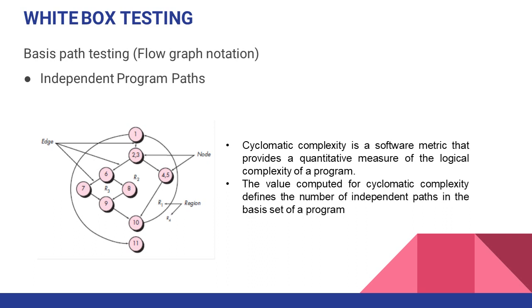When used in the context of the basis path testing method, the value computed for cyclomatic complexity defines the number of independent paths in the basis set of a program and provides you with an upper bound for the number of tests that must be conducted to ensure that all statements have been executed at least once.